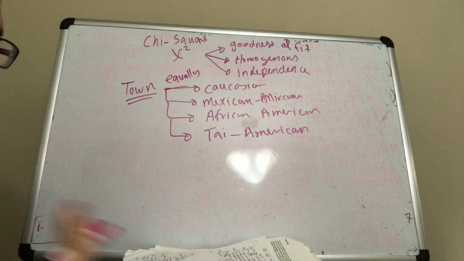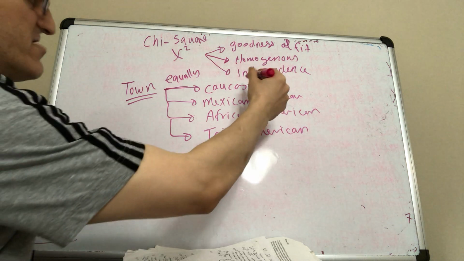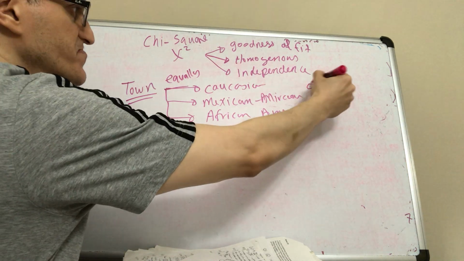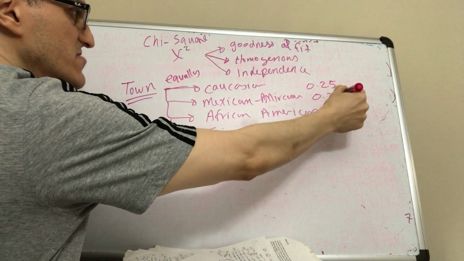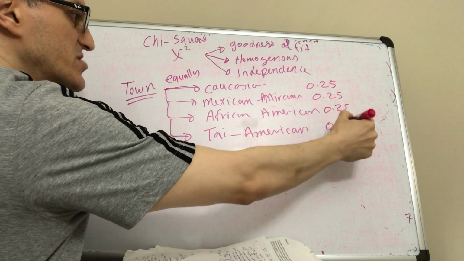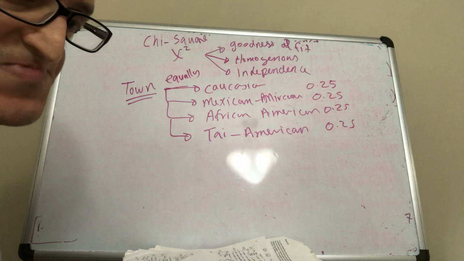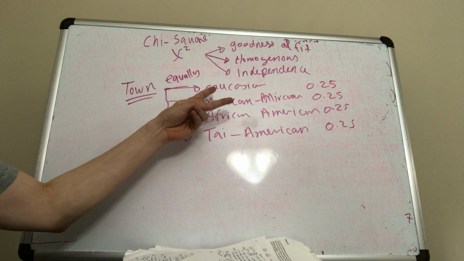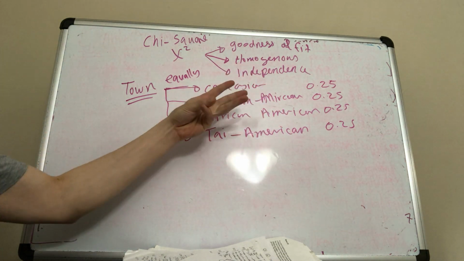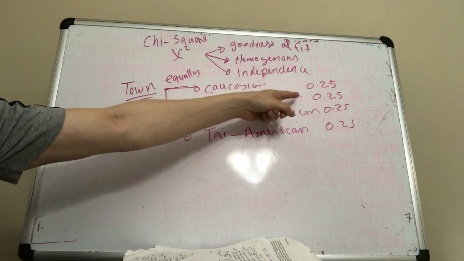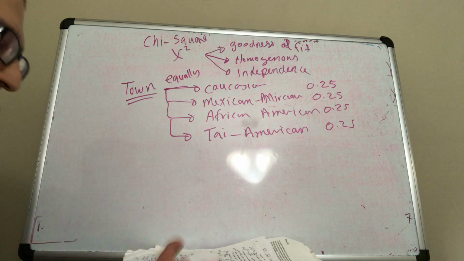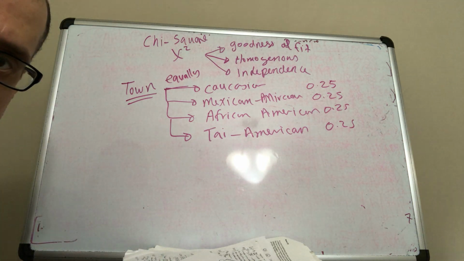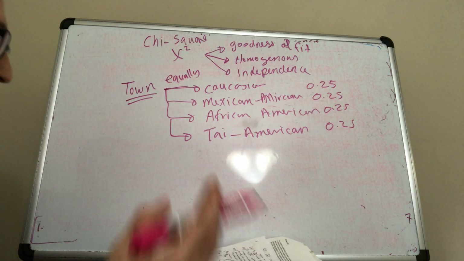And when they say they think it's equally likely, they mean since there are four, 25% of the town are Caucasian, 25%, 25%, 25%, they're equally likely. And then if there were two, it would be 50-50. If there were three, it would be 33, 33, 33. That's when they say equally likely. Not necessarily equally likely in all the goodness of fit ideas.